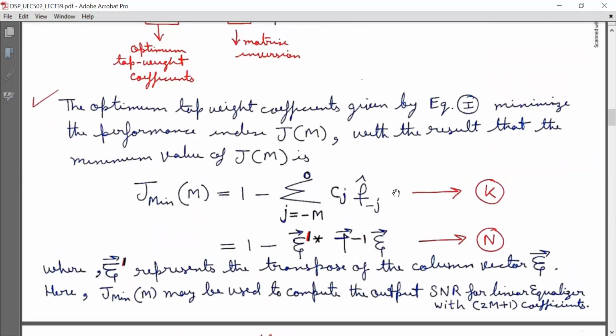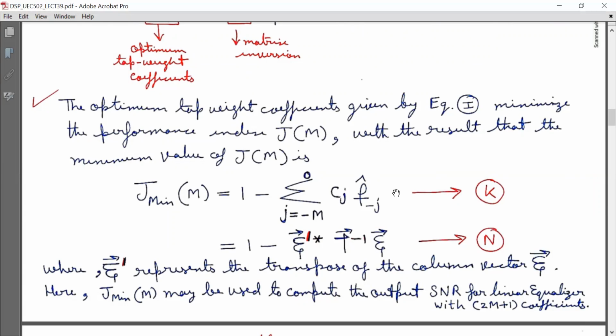Now we are concerned about the minimum value of MSE. The optimum tap weight coefficients given by equation I minimize the performance index J bracket M, with the result that the minimum value of J bracket M, J minimum M, is equal to 1 minus summation j running from minus M to 0 of cj f k minus j, f cap minus j. Mark it as equation K.